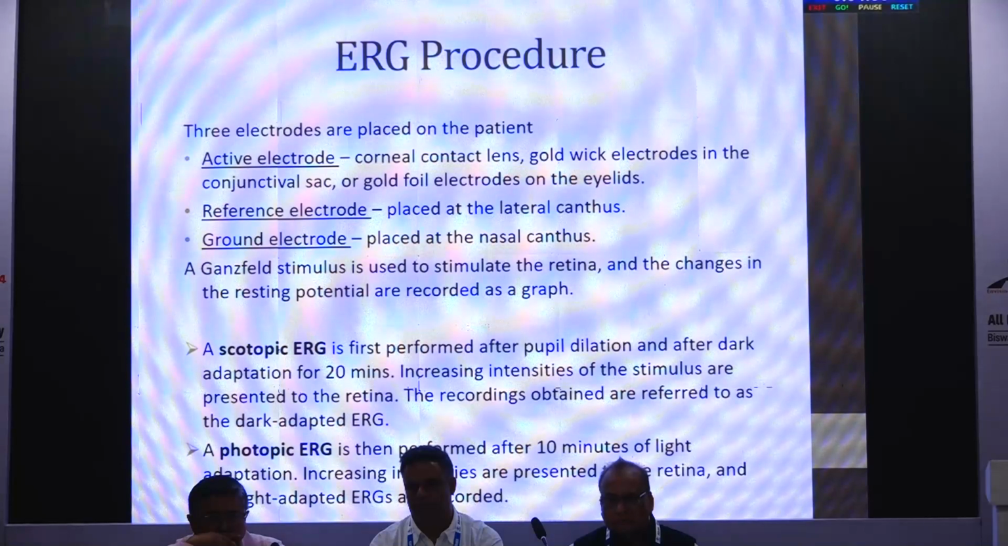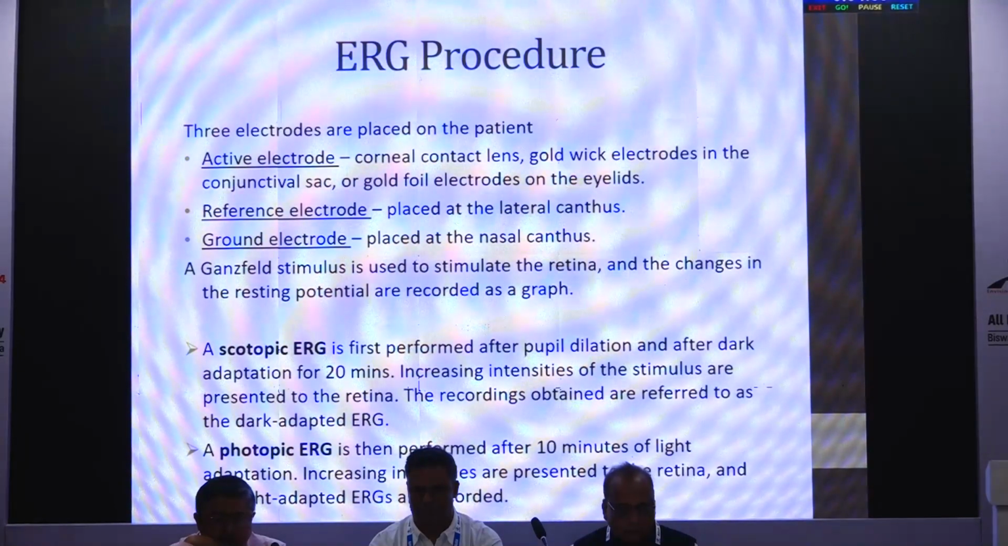I'll go through the ERG procedure quickly. There are 3 electrodes used: an active electrode, a reference electrode, and a ground electrode. Active electrodes are placed either on the cornea as a corneal contact lens, Goldwick electrodes in the conjunctival sac, or gold foil electrodes on the eyelids. The reference electrode is placed at the lateral canthus and the ground electrode at the nasal canthus, and a Ganzfeld stimulus is used to stimulate the retina. The changes in the resting potential are recorded as a graph.